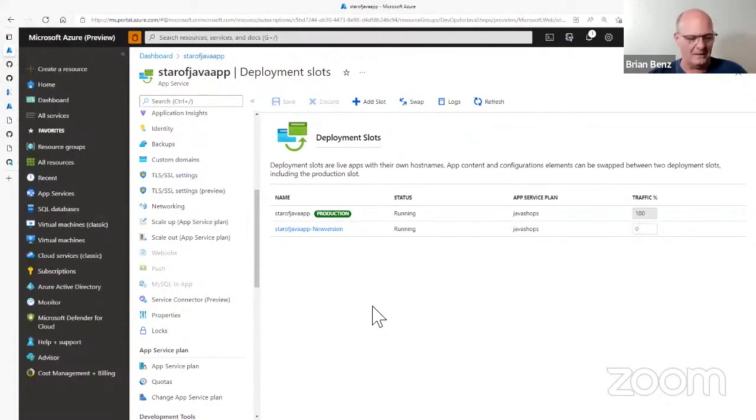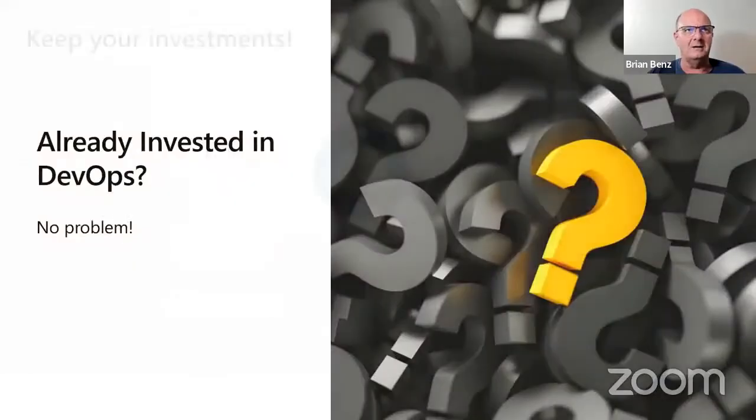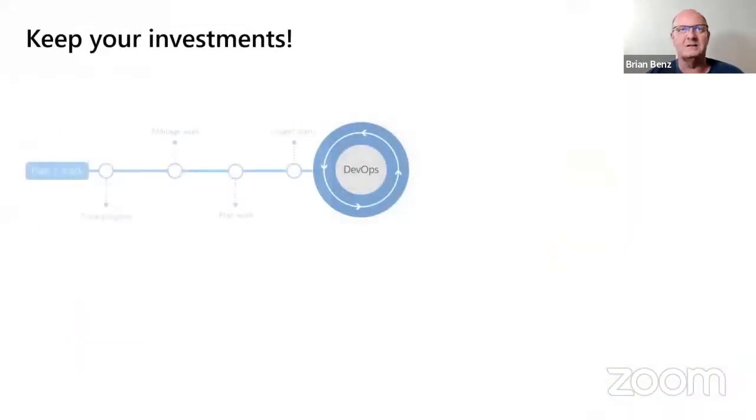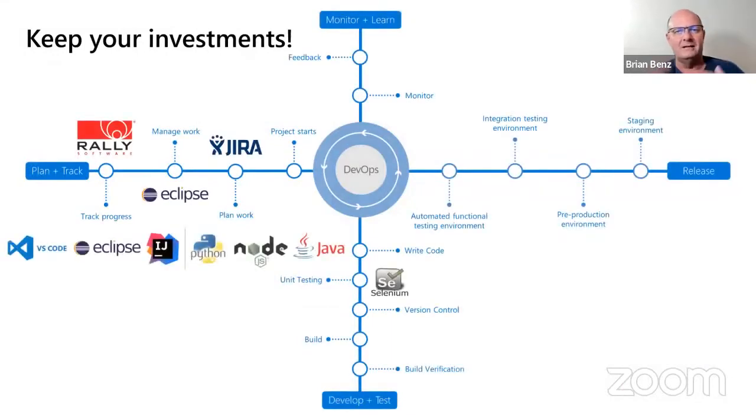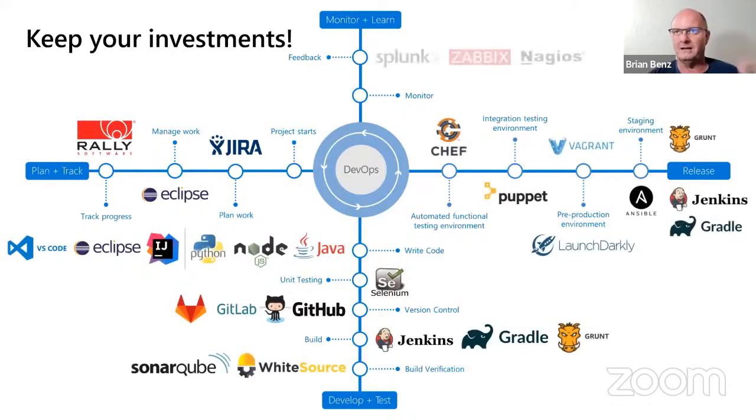All right. So I did want to show you one last thing. I promised to talk to you about how you keep your investments. So the investments themselves, this is the software development lifecycle that we had. These are tools that you're familiar with already. You can still use all of these tools when you work with GitHub or Azure pipelines. They all work with this.